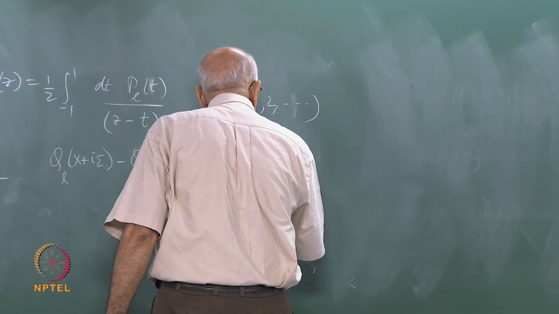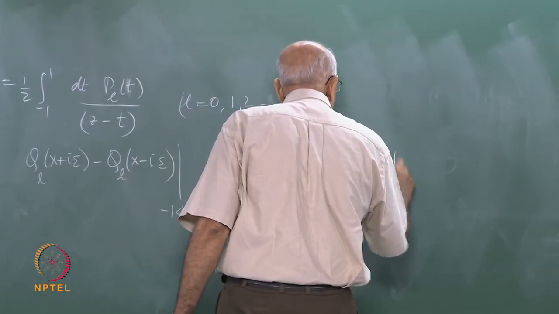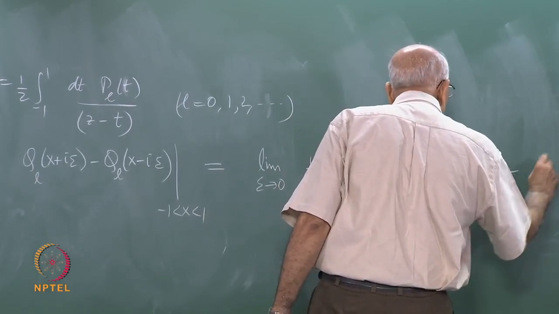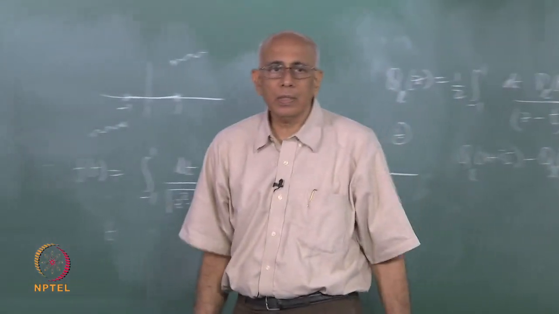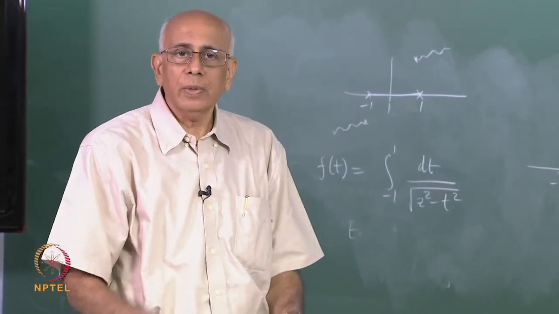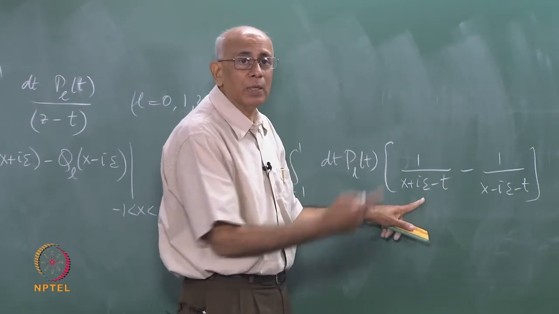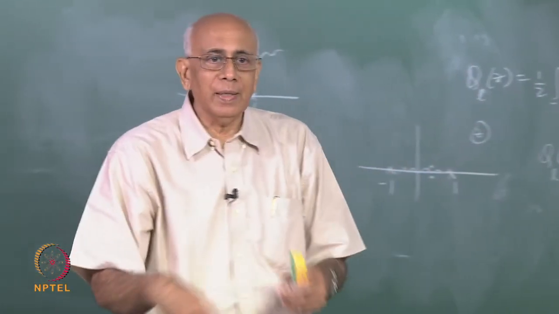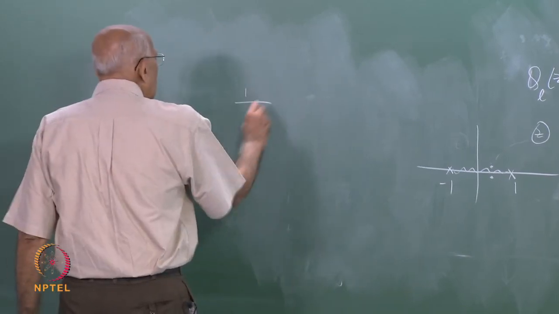This is equal to the limit epsilon goes to 0 of half integral from minus 1 to 1 dt PL of t times 1 over (x plus I epsilon minus t) minus 1 over (x minus I epsilon minus t). We are really asking for a difference of this kind. But we are very familiar with this sort of thing from what we studied about dispersion relations. The pole at t equal to x has been displaced a little bit, because one pole is now at x plus I epsilon and the other at x minus I epsilon. And in one case you pick up a plus I pi, in the other case a minus I pi.